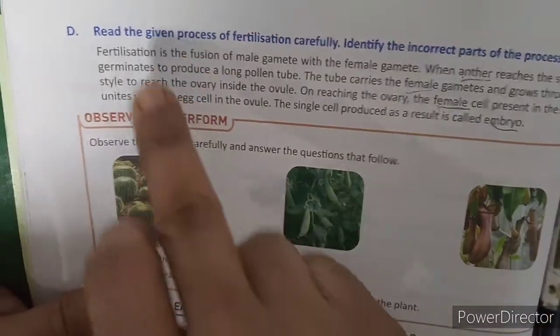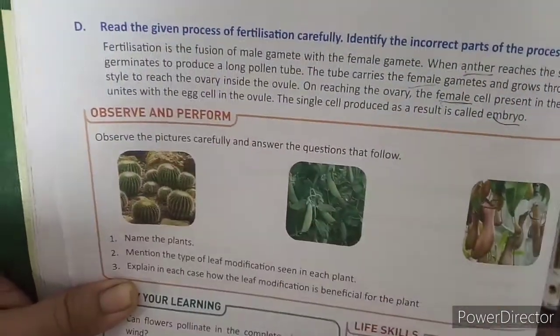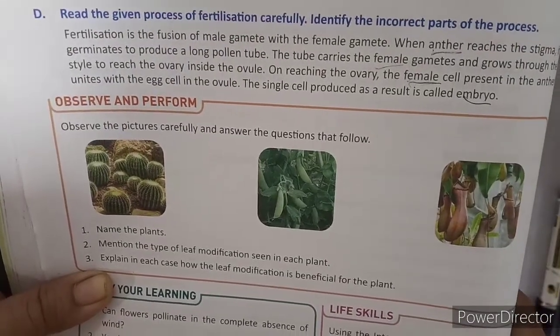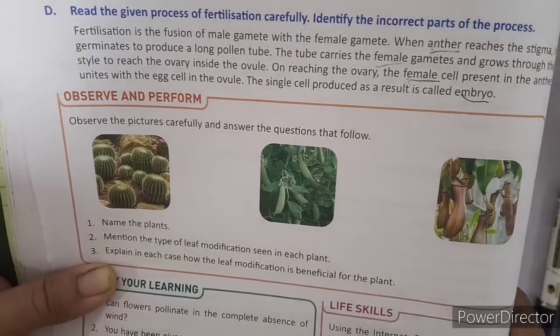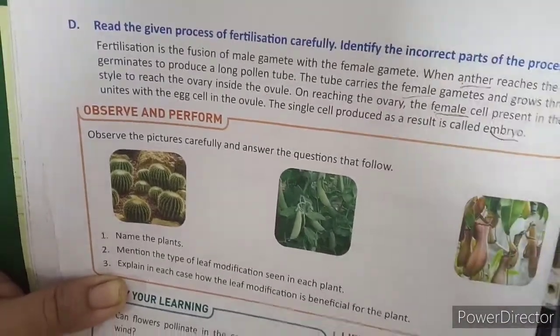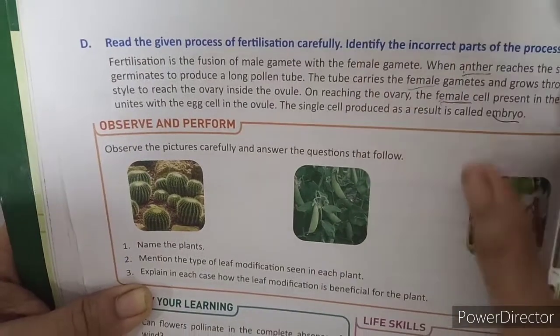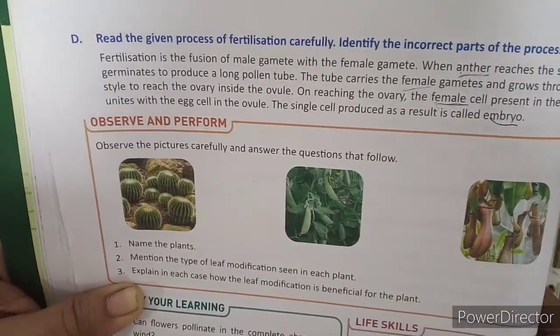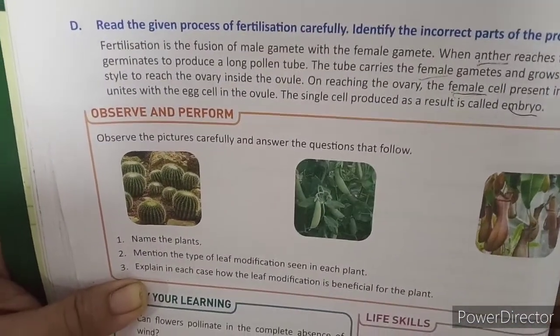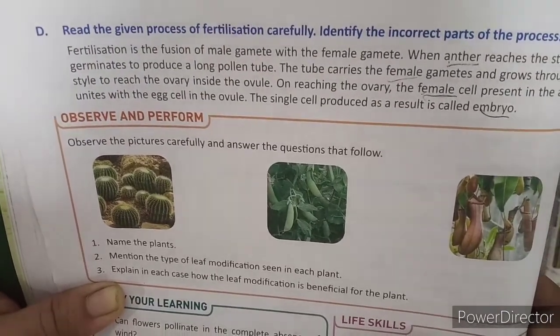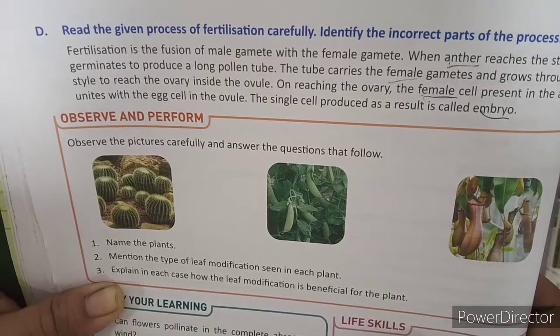So here what is given is, read the given process of fertilization carefully. Identify the incorrect parts of the process. Here you have been given a fertilization process, and in this paragraph you have certain incorrect parts. So please make it correct. Take your pencils in your hand, and wherever I am telling you, mark that.